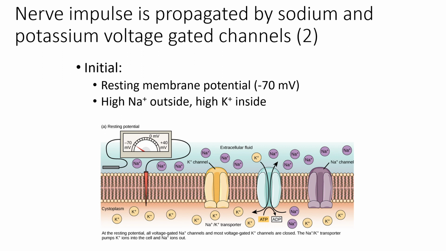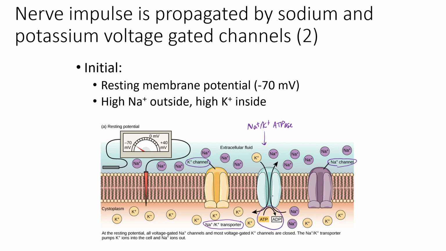So in yellow here, we have our potassium voltage-gated channel. In purple, we have our voltage-gated sodium channel. In the middle here, we have a different kind of transporter shown in blue. This is our sodium-potassium transporter. This type of transporter is also called a sodium-potassium ATPase. And one of the reasons for this is that it requires energy, right?